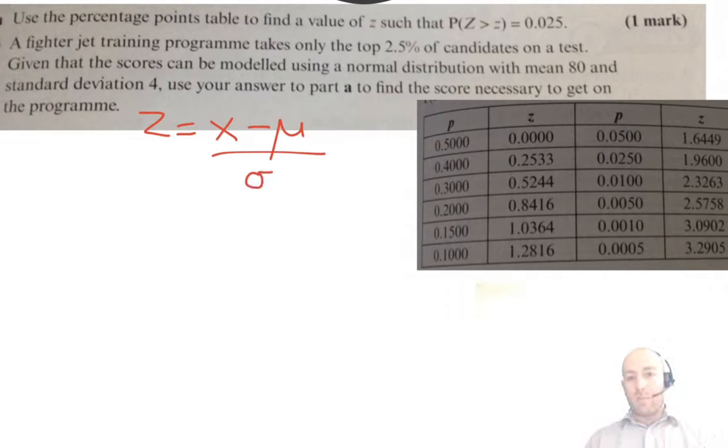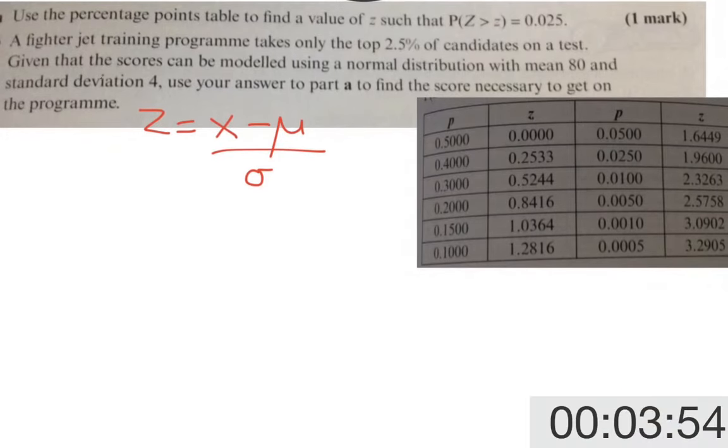Part A is use the table. And then part B is use the equation to change your table value into a real life value, which would be the score for this fighter jet training program. It's worth 4 marks, I think. 4 minutes seems fair for that one. So timer starting now. Message if you need help. And if you guys could also post your answers when you get them, that would be great.